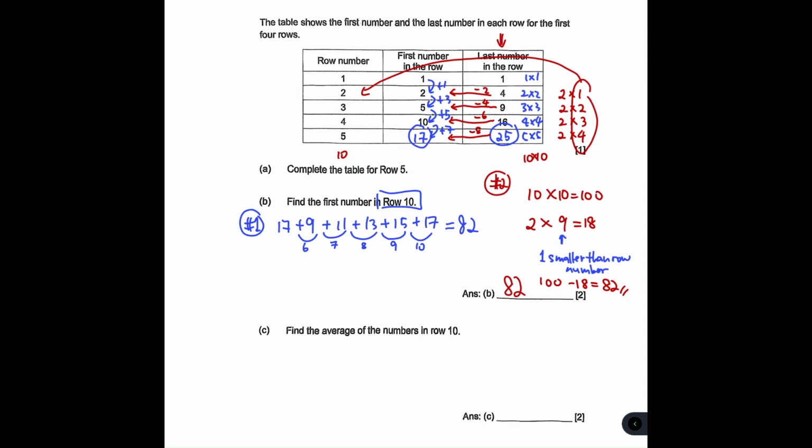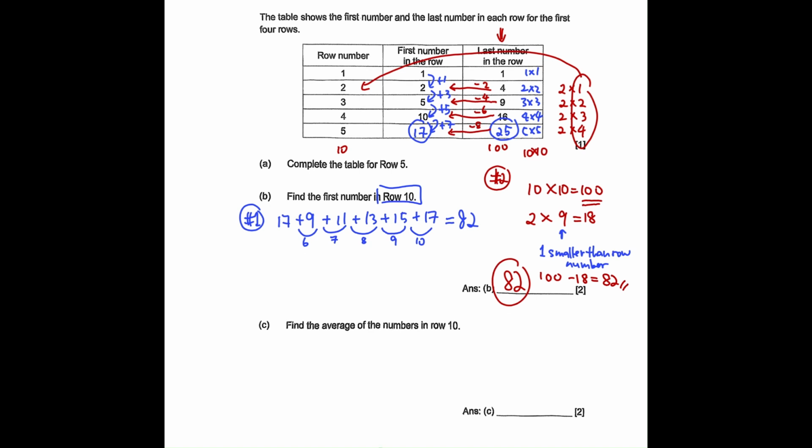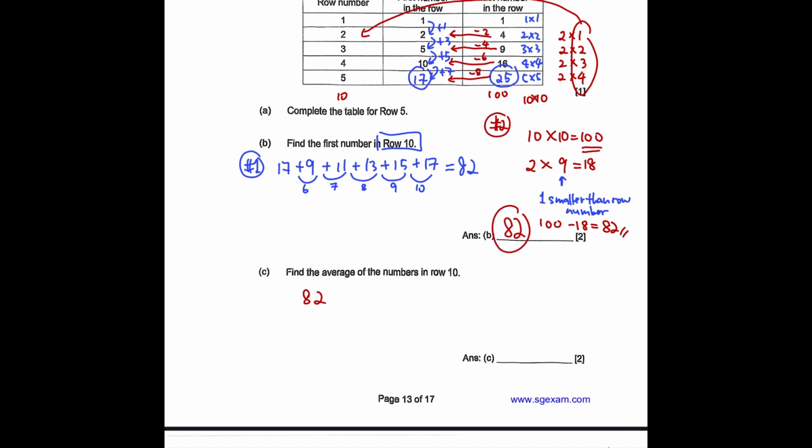Now we want the average of the numbers in row 10. We know that the last number is 100, and we know that the first number is 82. There's 82 over here, and 10 times 10, 100 over here. And average of the numbers means all the numbers set together. So the foolproof way to do it would be to add everything together. Okay, I'll show you both methods, alright?